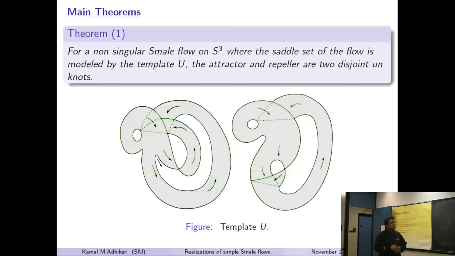If we use this template now, for a non-singular Smale flow, this is a three-band template. These two are the same template. If we take this part and take it back there and glue it there, we get the same template. It is the same template, two different forms of the same template. And this is a three-band template. One band is this, one band is this one, and one band is this. So using this three-band template, we study the simple Smale flow. We get that the attractor and repeller are two disjoint unknots, and no other possible realization exists.